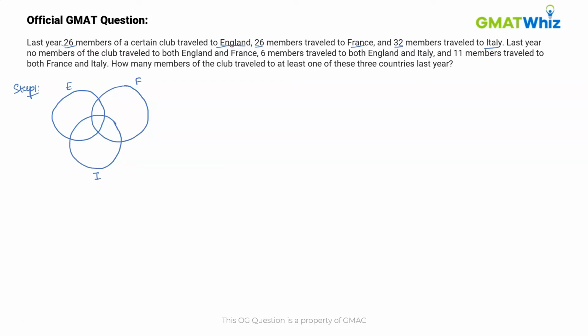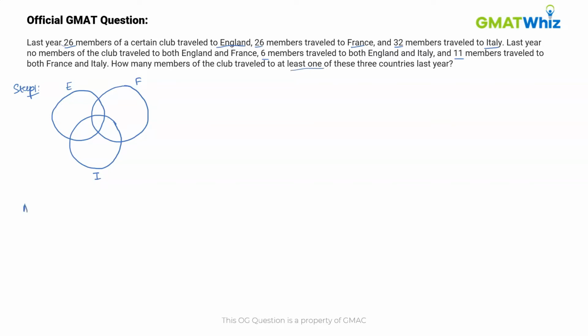Now, we are given that last year no members of the club traveled to both England and France, and 6 members traveled to both England and Italy. We are also given that 11 members traveled to both France and Italy. So we have to find out how many members of the club traveled to at least one of these countries.